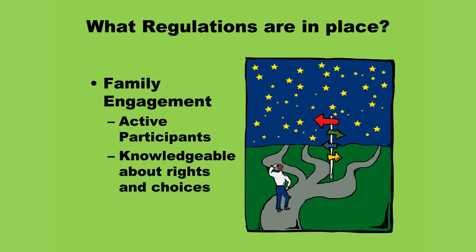So, what regulations are in place? There are some regulations that have to happen. One is that the family has to be engaged. We want them to be active participants. This has kind of changed philosophies over the years, and there is kind of more than one philosophy in this, and that is that, one, we want to teach the parents, right?